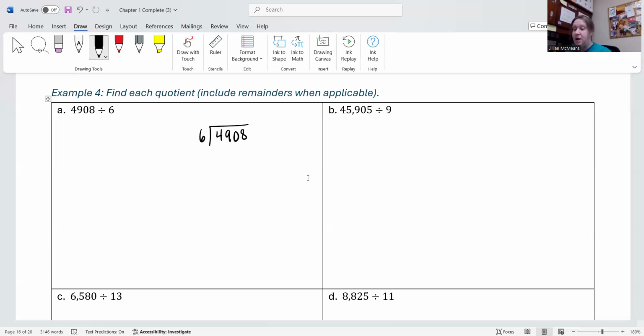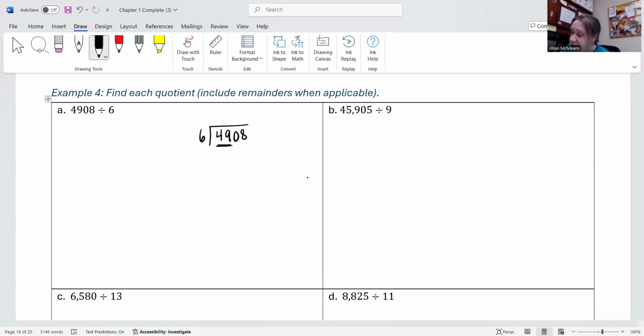So what I would do is say, will 6 go into the first digit? Well, the first digit of the dividend is 4. 6 won't go into 4. So I want to look at the first two digits of the dividend. Okay, the first two digits of the dividend are 4 and 9, so 49. I can ask myself, how many times does 6 go into 49? Well, I happen to know that 6 will go into 49 8 whole times because 6 times 8 is 48.